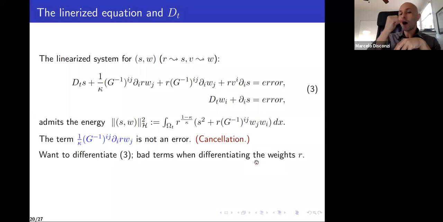But you run into a problem, because when you start differentiating this equation, you have terms where the derivatives hit these weights R. But you need the weights in your norm. This is a weighted problem. Your norm is a weighted norm. So you want to kill the weight structure of your problem if you just take the derivative of the equation.